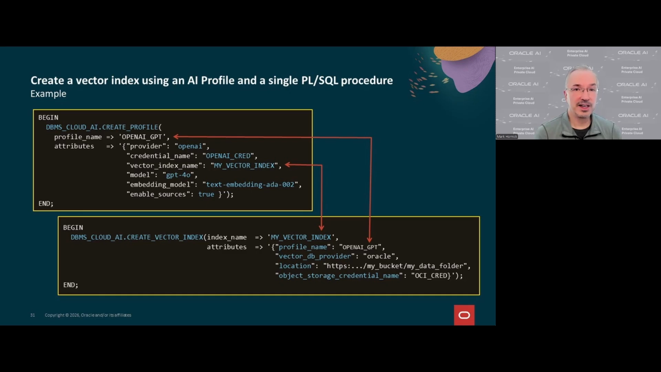Now, earlier we looked at the AI profile configured for NL to SQL, and this shows an AI profile configured for RAG. The main difference is the inclusion of a vector index and optionally an embedding model. Next, we create the named vector index using our AI profile, which specifies the provider and model. Now, during vector index creation, we also specify the location of the documents to be processed.